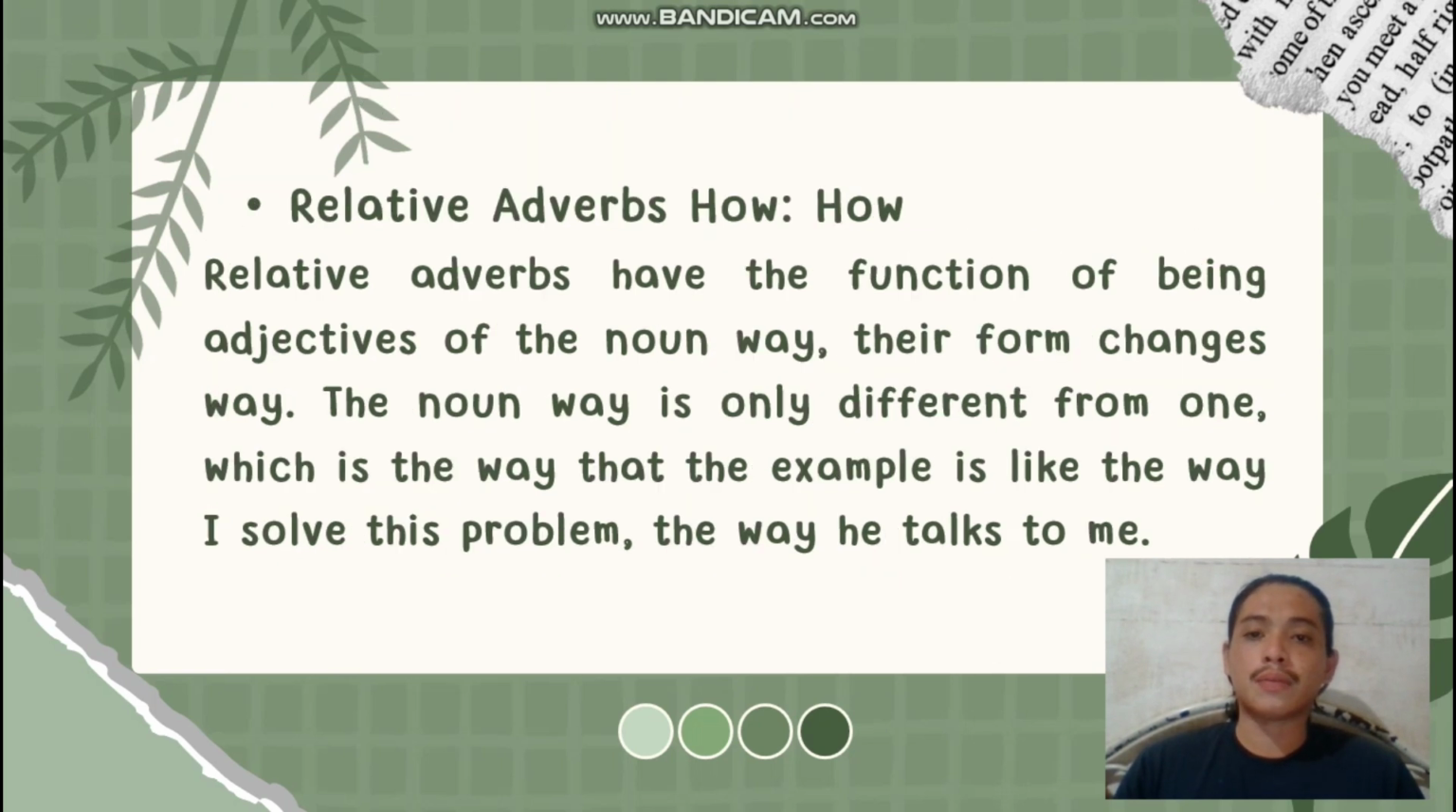Okay, relative adverb of how. Relative adverbs have the function of being an adjective of the noun way. Therefore, the noun way is the only difference, which is the way that. The examples are like the way I solve this problem, the way he talks to me.